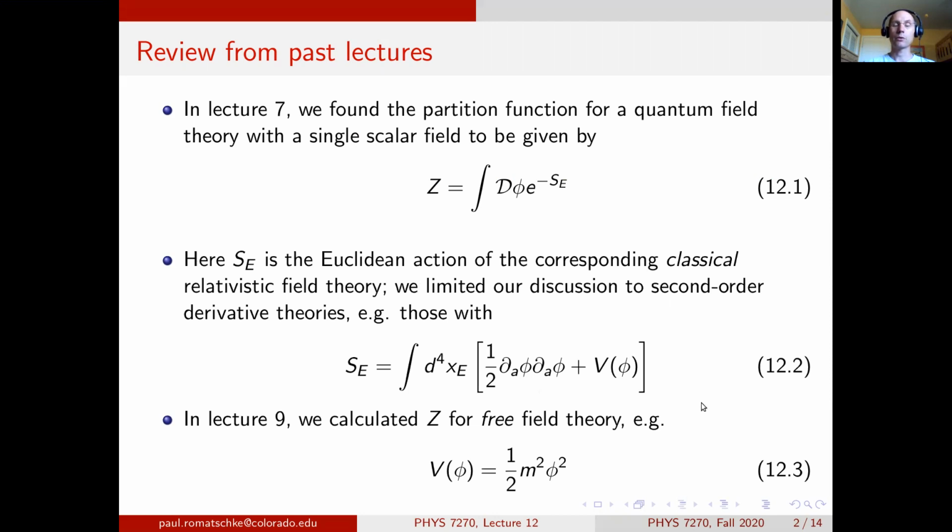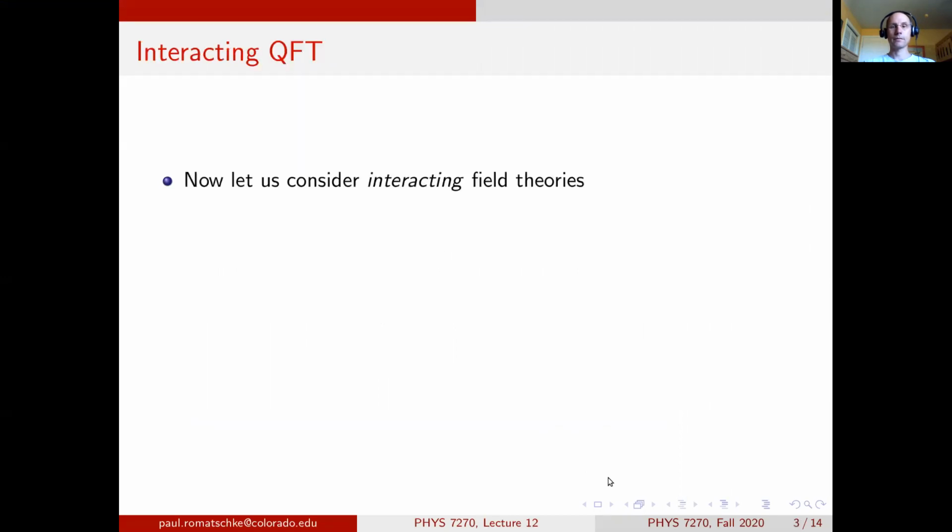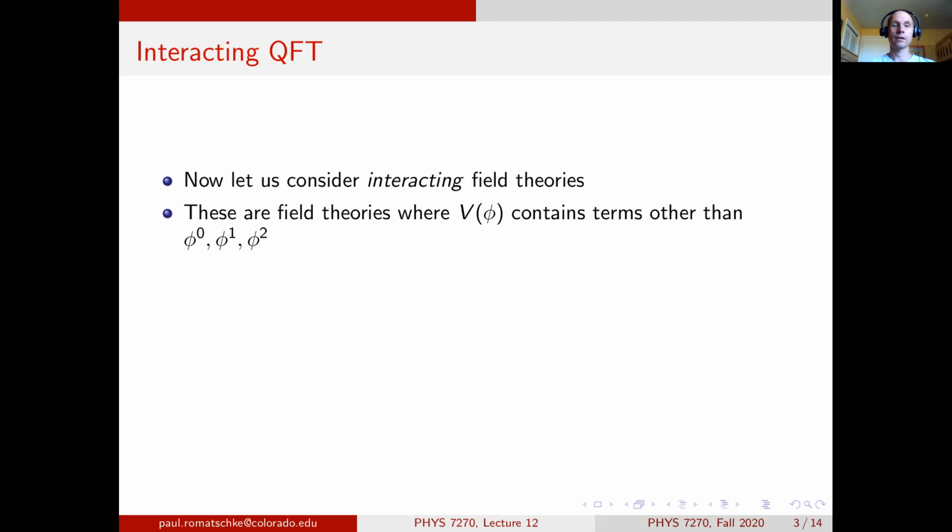In Lecture 9, we then proceeded to calculate the partition function Z for free quantum field theories, meaning those where the potential V of phi is equal to 2 powers in the field phi. In this lecture, I want to now discuss how to set up interacting quantum field theories. Field theories that contain terms other than constants, phi to the 0, linear terms, phi to the 1, or quadratic terms, phi to the 2, will be theories that we call interacting quantum field theories.